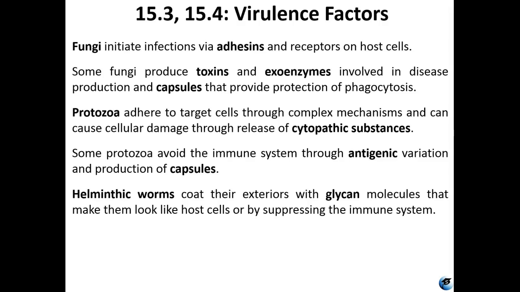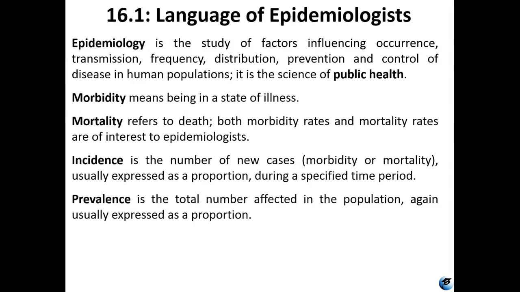Helminthic worms avoid the immune system by coating their exteriors with glycan molecules that make them look like host cells. So they're like little Trojan horses. They're in disguise. And they can even simultaneously suppress the host's immune system. Tricky little buggers. Epidemiology is the study of factors influencing occurrence, transmission, frequency, distribution, prevention, and control of disease in human populations. Epidemiology is the science of public health.